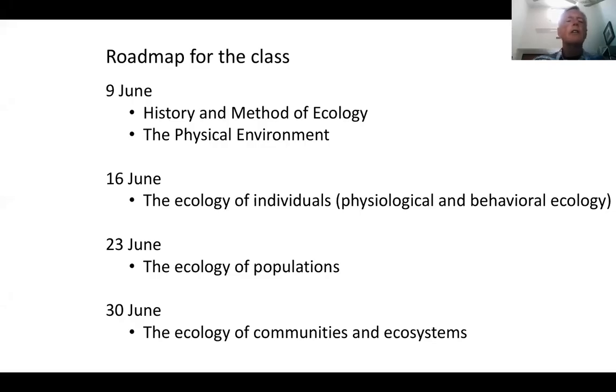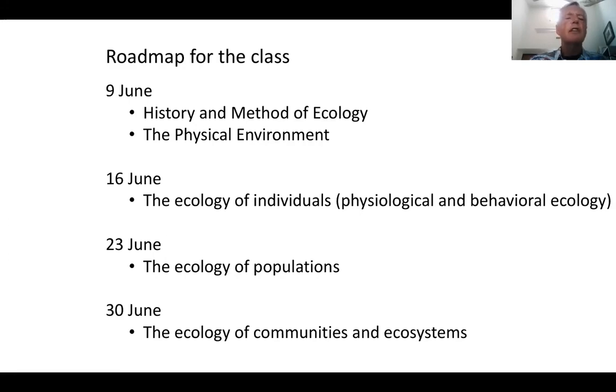So what we're going to do in these 4 different class sections is we're going to discuss today history and method of ecology. I'm going to talk very briefly about the history of ecology and very briefly about how ecologists do things to understand the distribution and abundance of species, all right? And then most of the rest of the day is going to be spent on the physical chemical environment, all right? We're going to talk about that because that's an important element to the distribution and abundance of species.